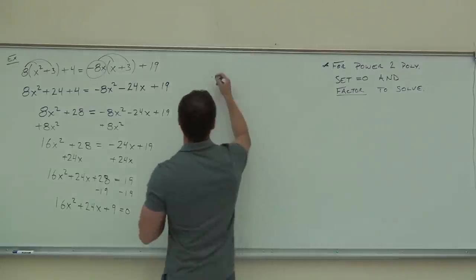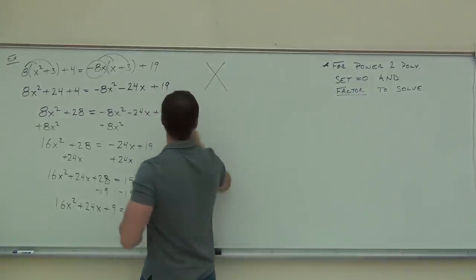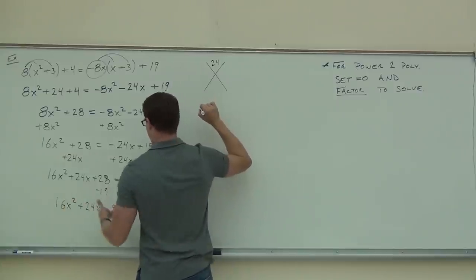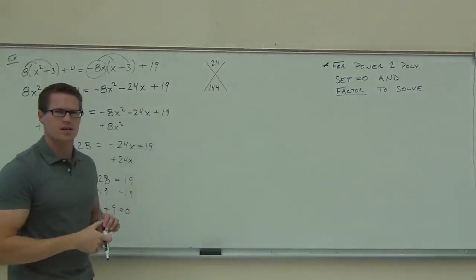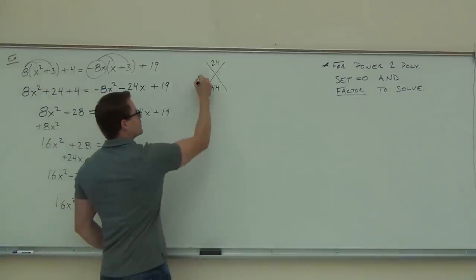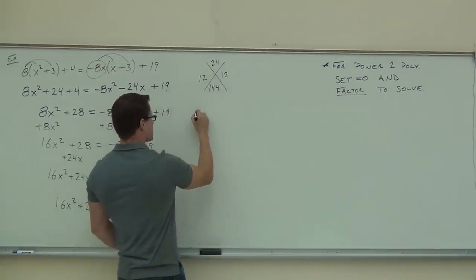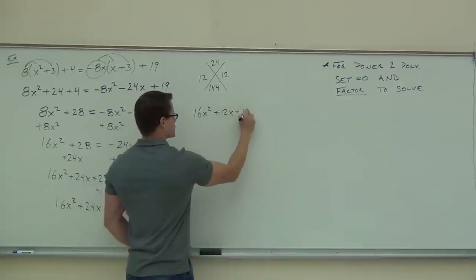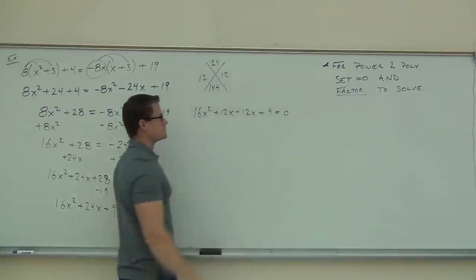So hopefully you set up a diamond problem. What goes on the top of our diamond problem? How about the bottom? Oh yeah, because you multiply 16 times 9. Wow, that looks really familiar. I think we had one really similar to this last time. Does this have the extra step or not? Yes. Awesome. So we're going to split this up and get the 16x squared plus 12x plus 12x plus 9, and that's still equal to 0.